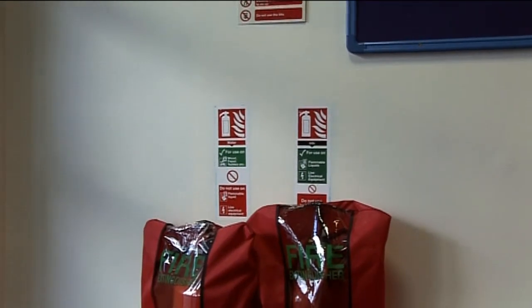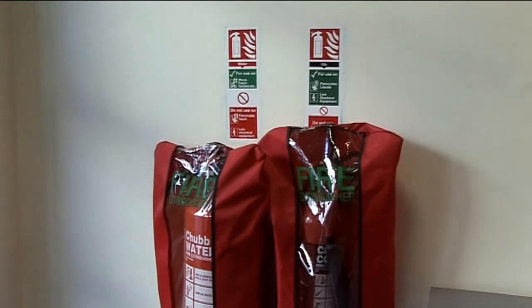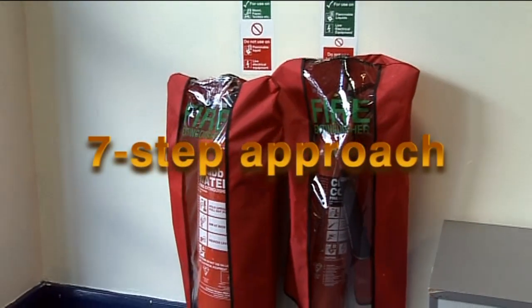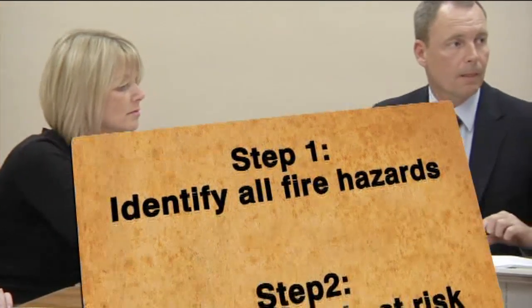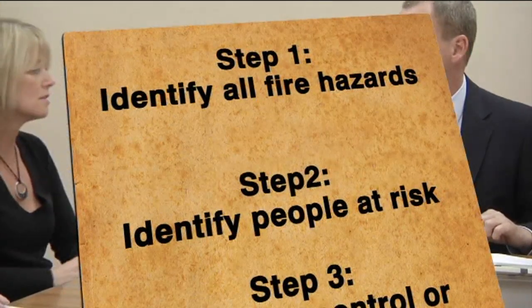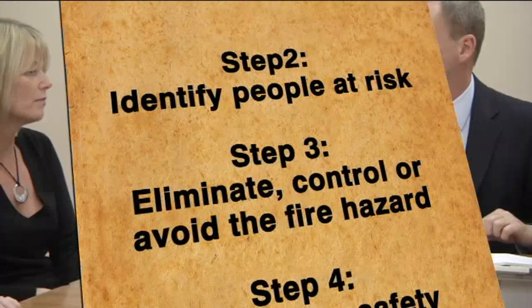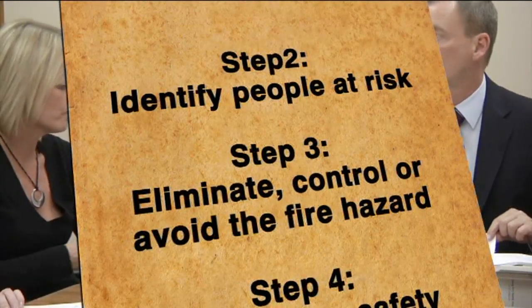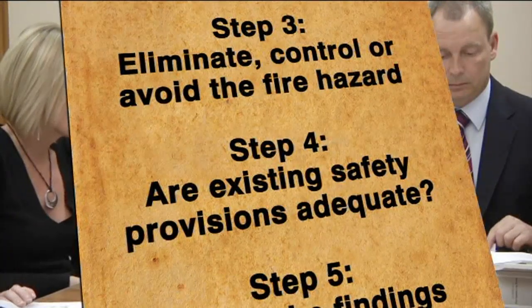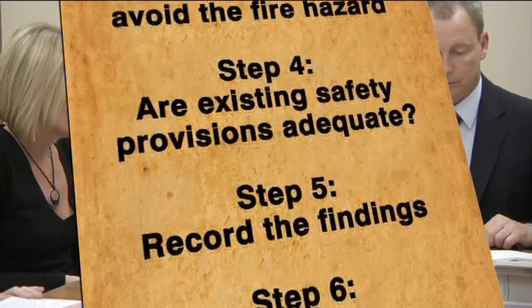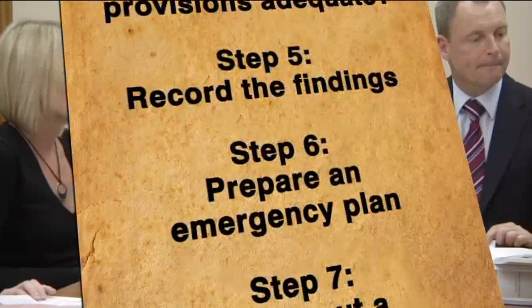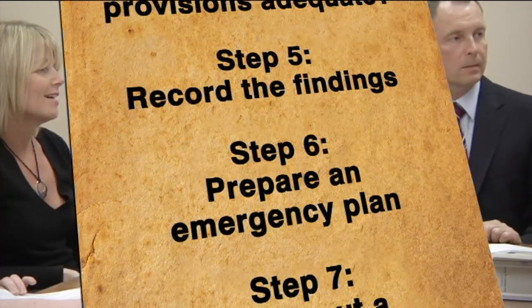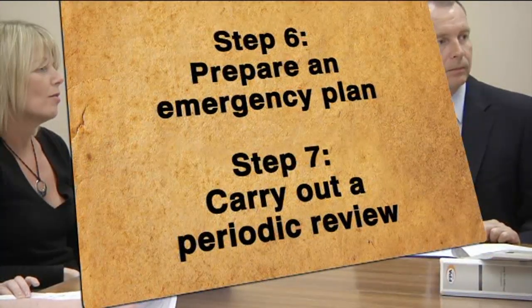There are a number of recommended methods for conducting a fire risk assessment. The FPA generally recommends a 7-step approach. These are: Step 1. Identify all fire hazards. Step 2. Identify people at risk. Step 3. Eliminate, control, or avoid the fire hazard. Step 4. Consider whether existing safety provisions are adequate. Step 5. Record the findings. Step 6. Prepare an emergency plan. Step 7. Carry out a periodic review.